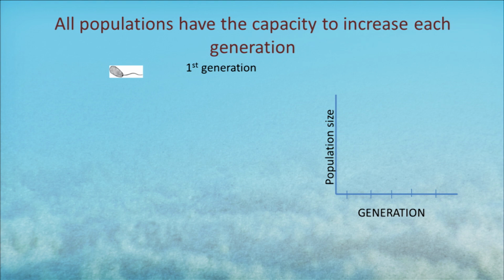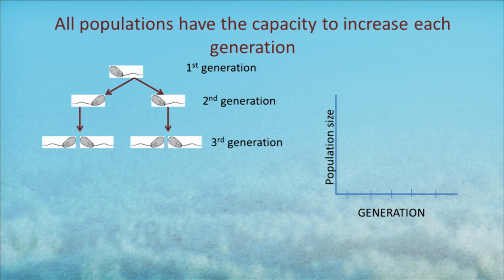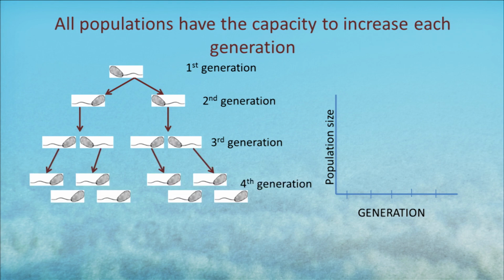If we look at one bacterium, and it divides into two, the second generation therefore has 2 individuals. Beyond that, the third generation is going to have 4 individuals because each individual in the second generation can divide and produce 2 more. So by the 4th generation, you actually have 8 individuals. And of course, if you were to continue this model down, by the 5th generation we would have 16, by the 6th generation, we would have 32, etc.